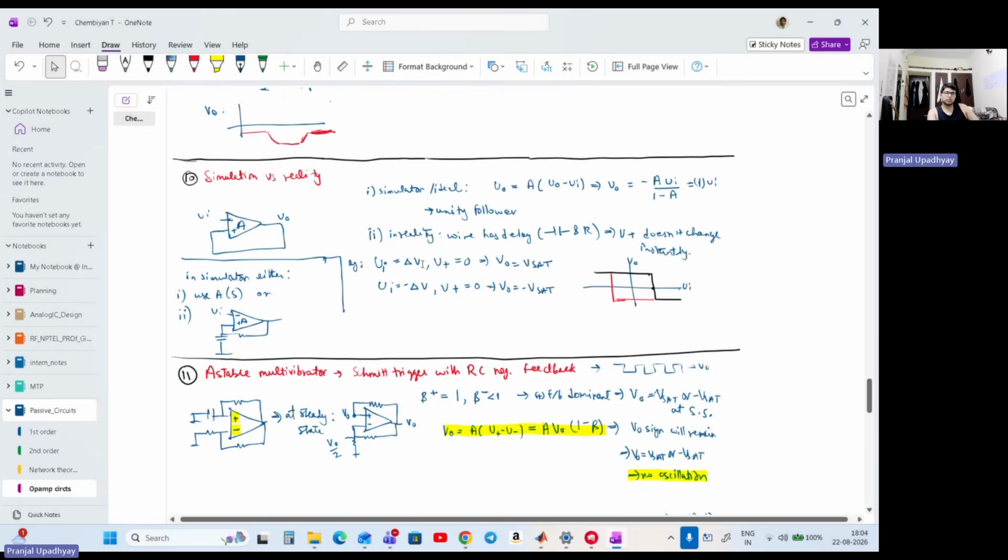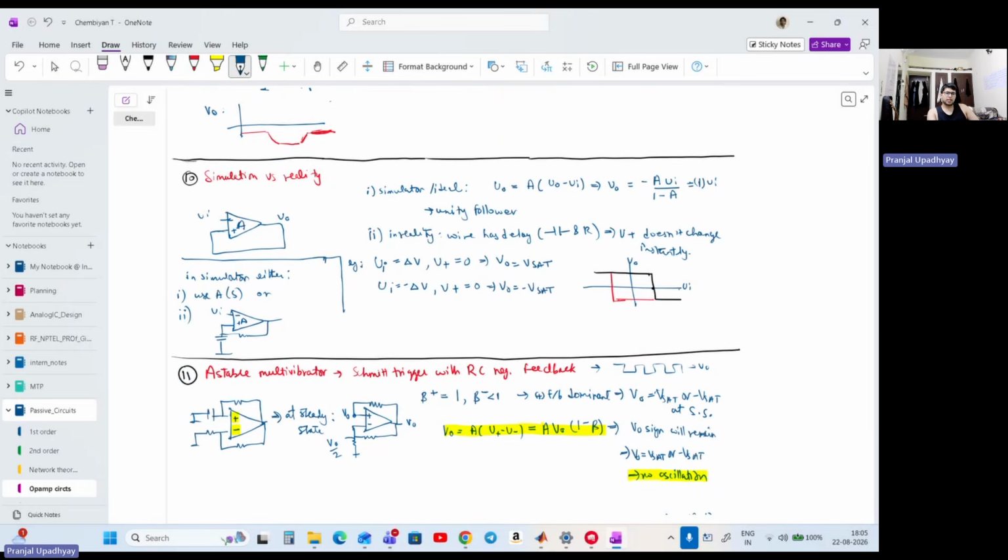Cool. So this is a scenario where we compare simulation with reality. If you look at the circuit, there is just a unity feedback, and we have applied some input over here. In the simulator, what will happen is that it will calculate this numerically, and it will say that V out is equal to the gain of the op amp times (V out minus Vi), which implies that V out is equal to this. And since the gain is quite high, it will appear as if V out is equal to Vi, and this circuit will seem to act as a unity buffer.